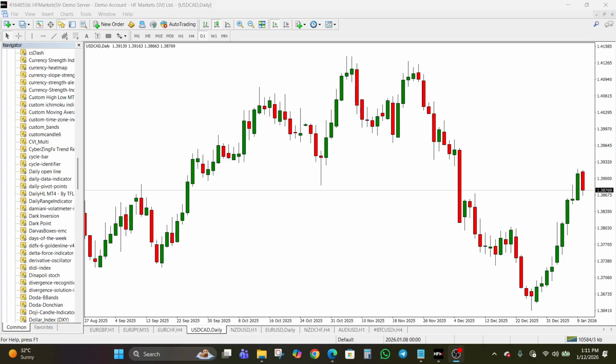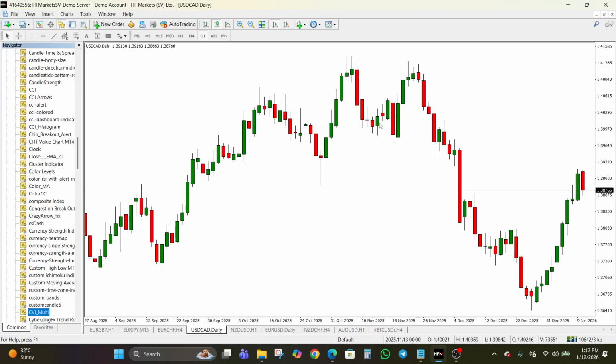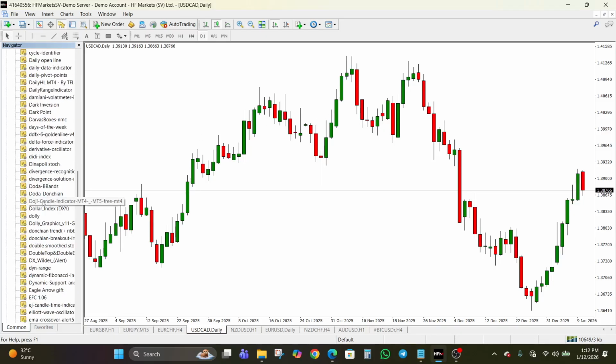In this video, we are going to be discussing the dark point indicator for both MT4 and MT5. In the description below, you're going to find the link to download both the MT4 and the MT5 versions. After you have done that, you need to head over to your indicators folder and paste the indicator file in the folder. After that, you need to head back to your navigator and refresh the navigator. Having done that, you should find the dark point indicator somewhere.